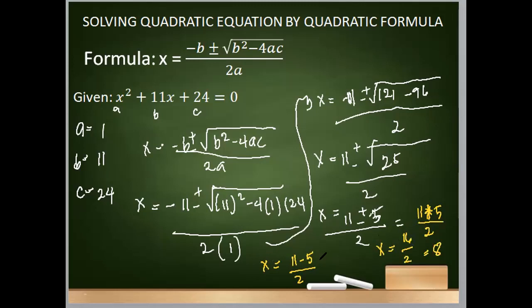Here, 11 minus 5 is, what is 11 minus 5? That is 6 over 2. So 6 divided by 2 is 3. So the value of x is 3 and 8. So this is now the value of x. So x is equal to 3 and x is equal to 8. So this is now the roots of our given equation, x squared plus 11x plus 24 is equal to 0.